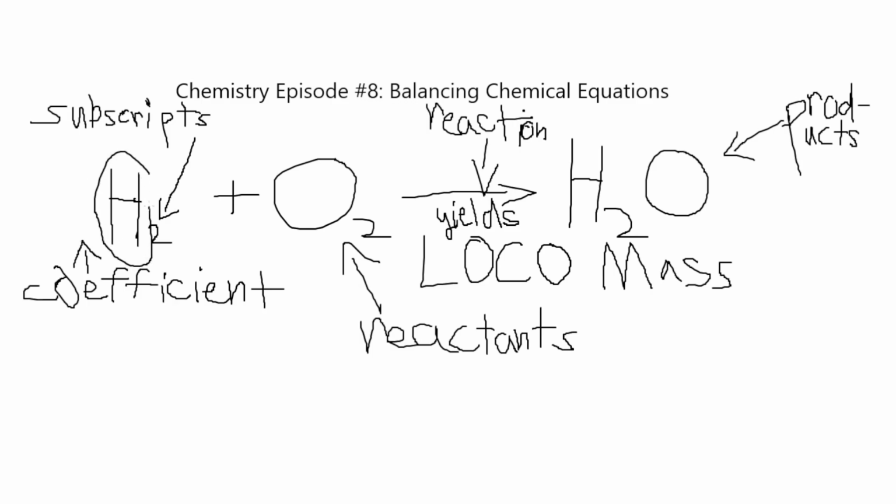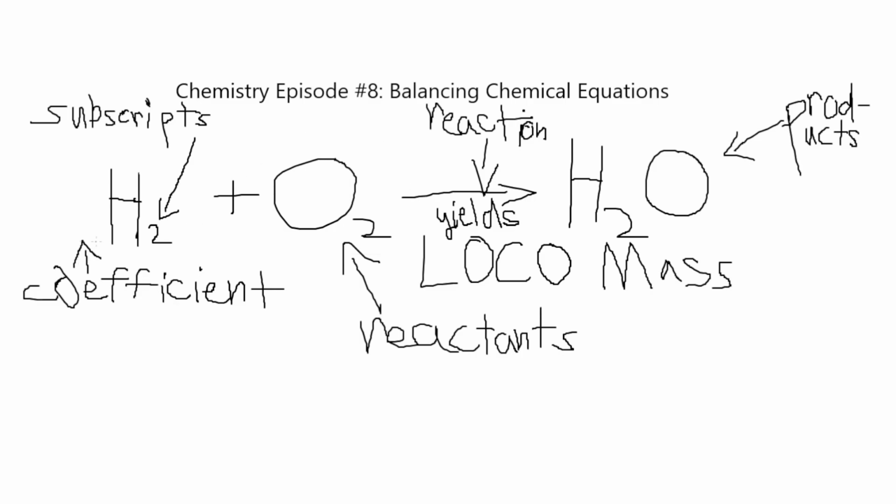Now, if you can all remember, H is the chemical symbol or element symbol for hydrogen, right? And so this 2 is telling us that there are two hydrogen atoms in this whole molecule, and this molecule is called hydrogen gas. So it's telling us that there's two hydrogen atoms in this molecule, and the same with this one, right? O is the chemical or element symbol for oxygen. So this 2 is telling us that there are two oxygen atoms in this molecule.